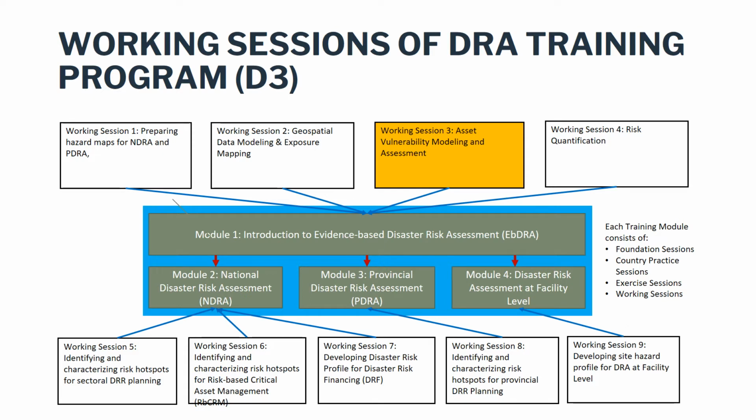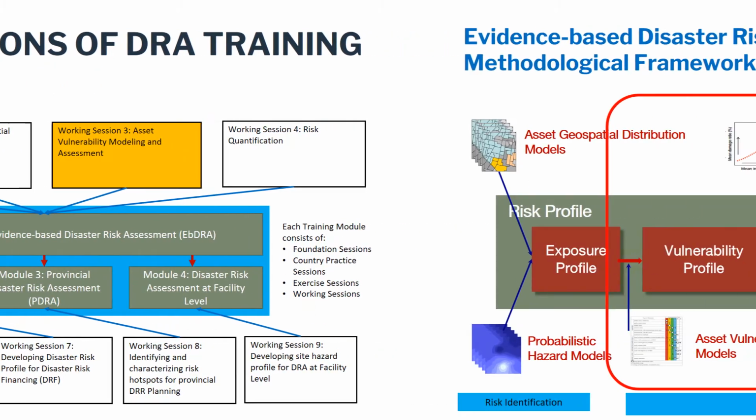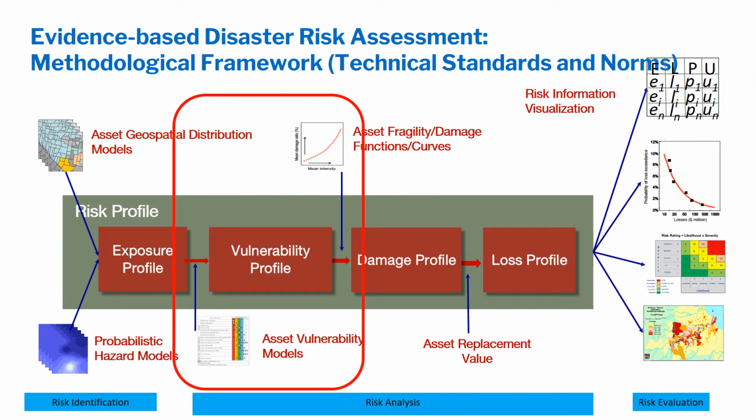We link with Module 1, which is introduction to evidence-based disaster risk assessment; Module 2, the national disaster risk assessment; Module 3, provincial disaster risk management, PDRA; and Module 4, disaster risk assessment at facilities. The evidence-based disaster risk assessment methodological framework covers technical standards and norms, the vulnerabilities profile, and the assess vulnerabilities model.